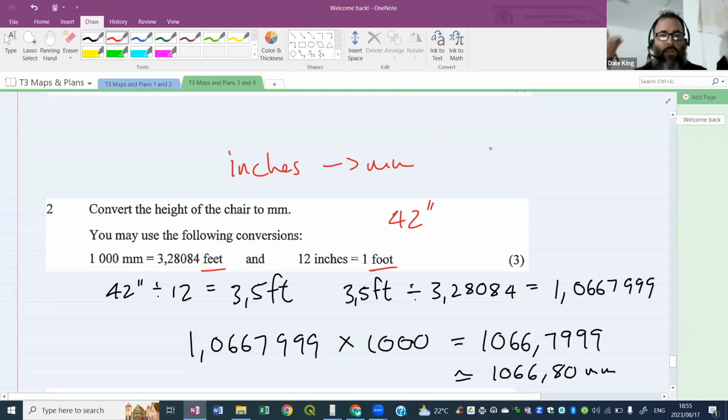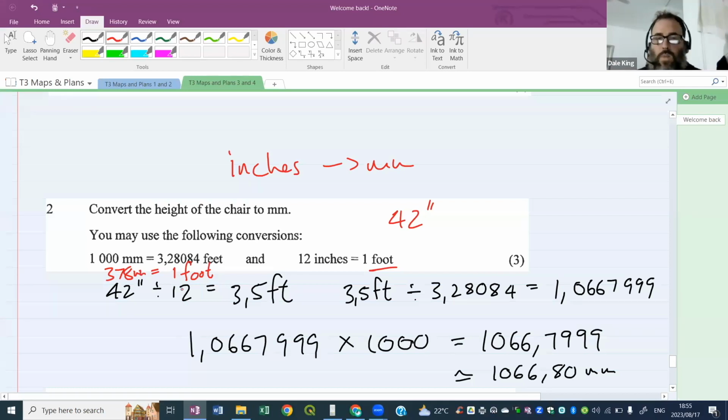They've forced us to go from inches to feet, and then from feet to millimeters. There is a conversion to go from inches straight to millimeters, but they don't want us to use that for 3 marks. They want us to do 2 steps. First, go from inches to feet, and then go from feet to millimeters. And to make it even more difficult, they could have given us a 1 foot conversion here. They could have said at the bottom, 1 foot equals 378 millimeters. I'm just guessing now.